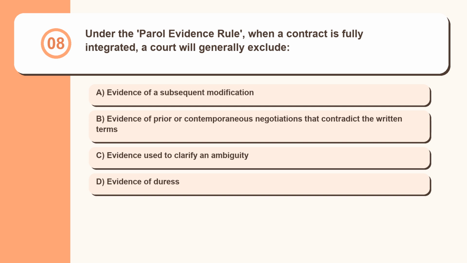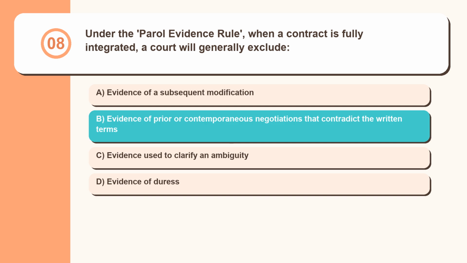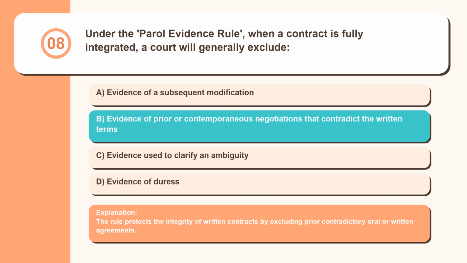Question 8. Under the parole evidence rule, when a contract is fully integrated, a court will generally exclude evidence of a subsequent modification, evidence of prior or contemporaneous negotiations that contradict the written terms, evidence used to clarify an ambiguity, or evidence of duress. The rule protects the integrity of written contracts by excluding prior contradictory oral or written agreements.